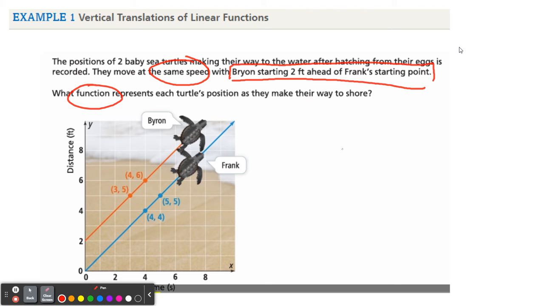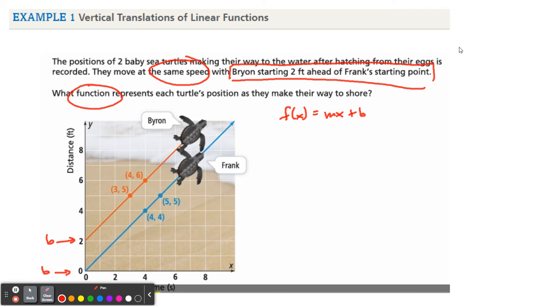From last lesson, you should know that the function notation for a linear function is f of x equals mx plus b, right? Slope-intercept form with y replaced by f of x. So we need the slope and the y-intercepts. Well, the y-intercepts are here on the y-axis. So we know one of them is 2, that's for Byron, and then one of them is 0, and that's for Frank. But now we need the slopes.